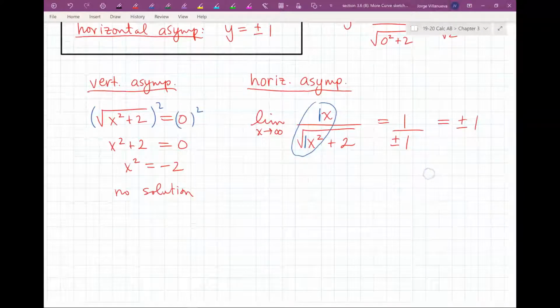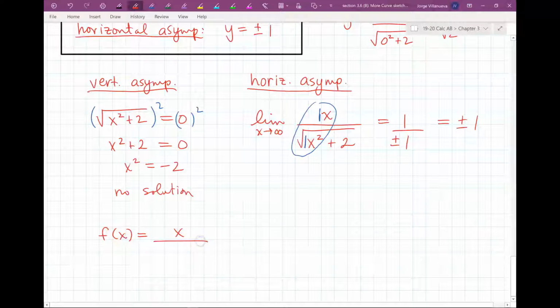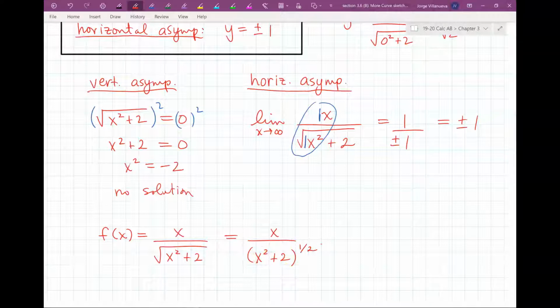So let me write down the original function again. F of x is equal to x over the square root of x squared plus 2. And what I'm going to do is simplify this for me because I'm going to have to take derivatives of this stuff. So I want to make the powers more manageable. So instead of square root of x squared plus 2, I wrote x squared plus 2 to the half power. Okay?